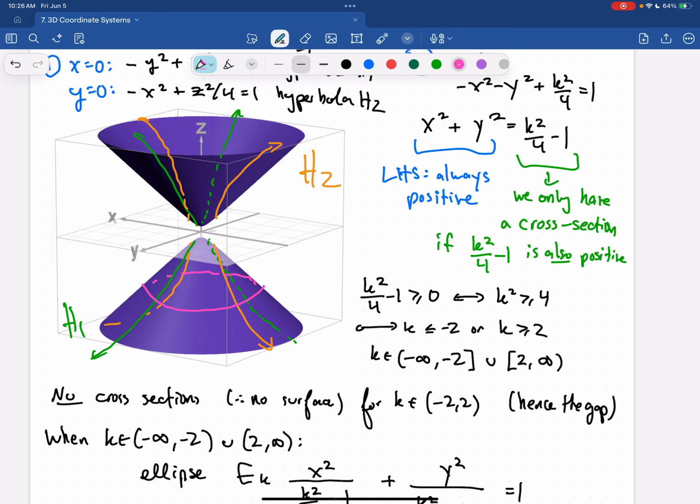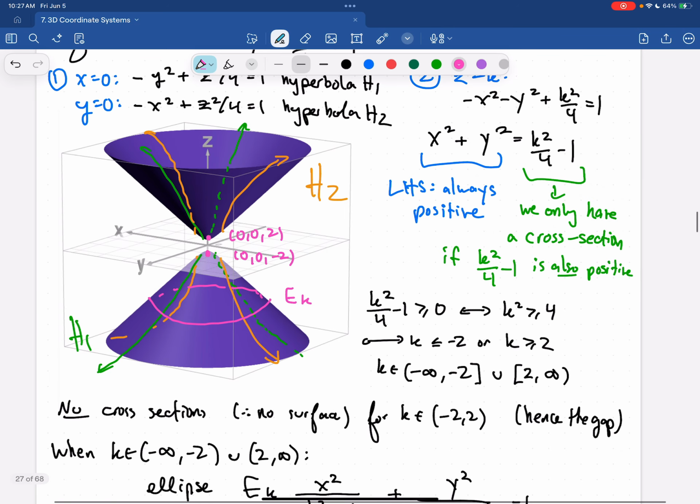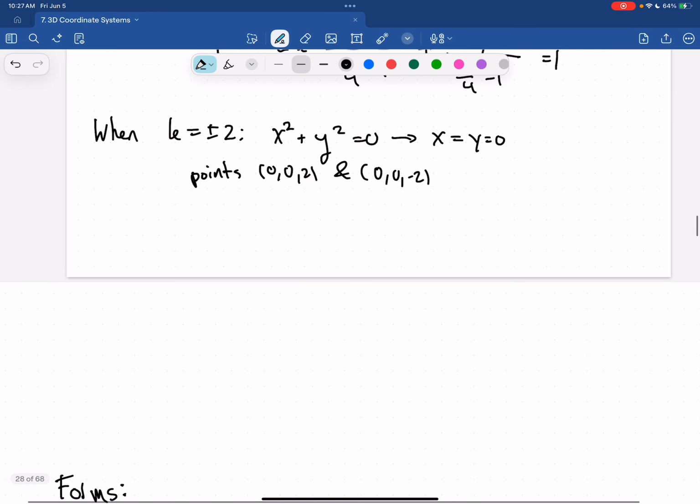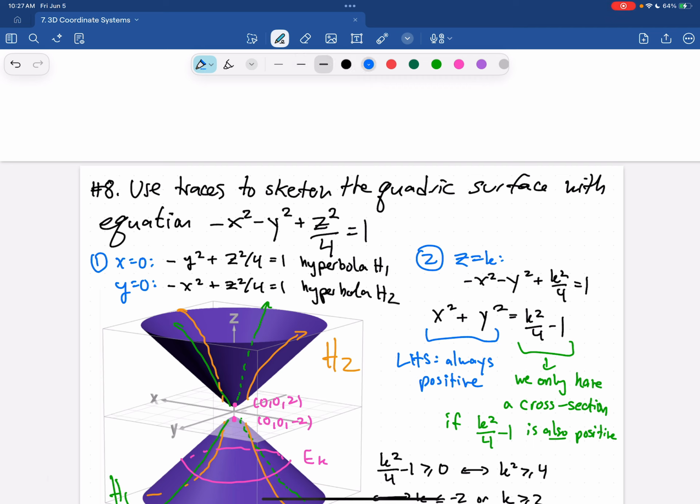If I were to then place this new information onto the existing surface, this could be one of our ellipses E_k. And then this last point we get below the xy plane is (0, 0, -2), and this first one we get is (0, 0, 2). And then it just grows outwards from there. And that's the hyperboloid of two sheets, two distinct pieces of material is the way you can think of that. So, as our summary sentence, and I'll also write up here, is this hyperboloid of two sheets.